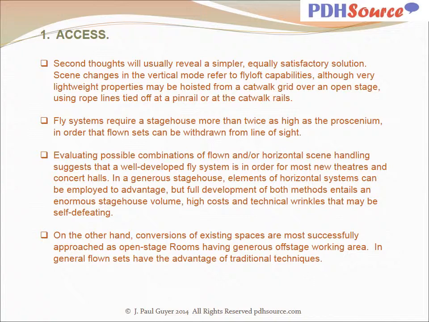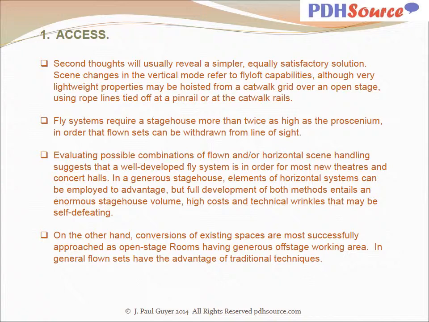Second thoughts will usually reveal a simpler, equally satisfactory solution. Scene changes in the vertical mode refer to fly-loft capabilities, although very lightweight properties may be hoisted from a catwalk grid over an open stage using rope lines tied off at a pin rail or at the catwalk rails. Fly systems require a stage house more than twice as high as the proscenium in order that flown sets can be withdrawn from line of sight.